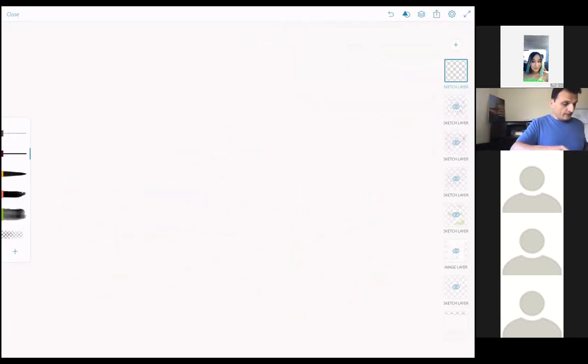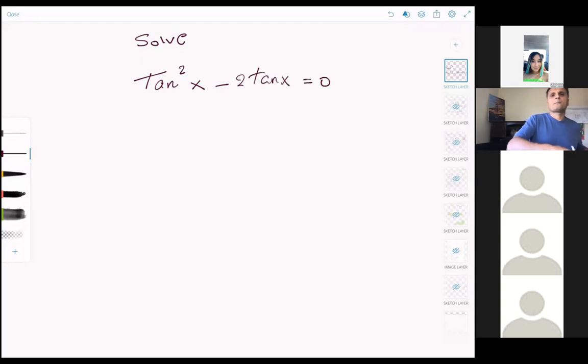Don't want to scare you guys, but let's solve the equation: tangent square of x minus 2 tangent of x equal to 0, where x is between 0 and 2 pi.